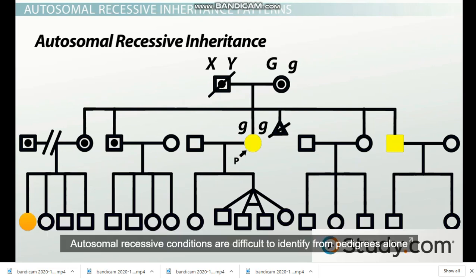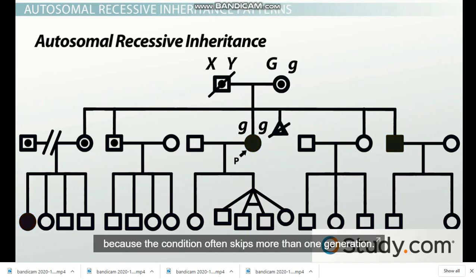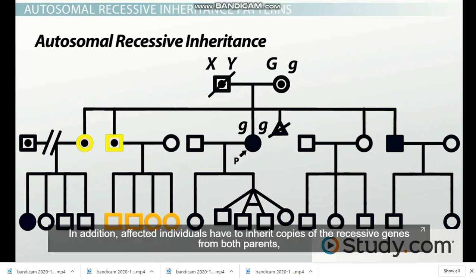Autosomal recessive conditions are difficult to identify from pedigrees alone because the condition often skips more than one generation. In addition, affected individuals have to inherit copies of the recessive genes from both parents, and even if both parents are carriers, only one out of every 4 of their children are likely to be affected.